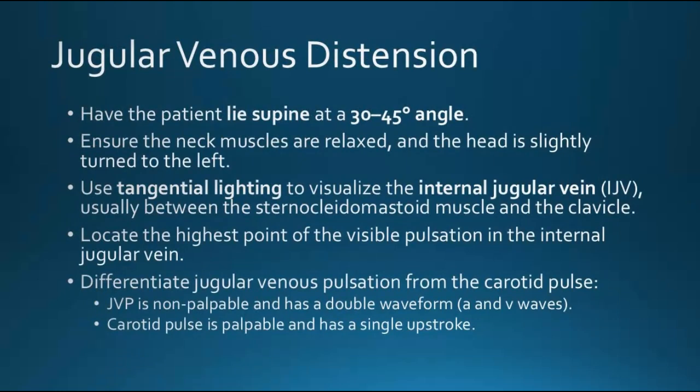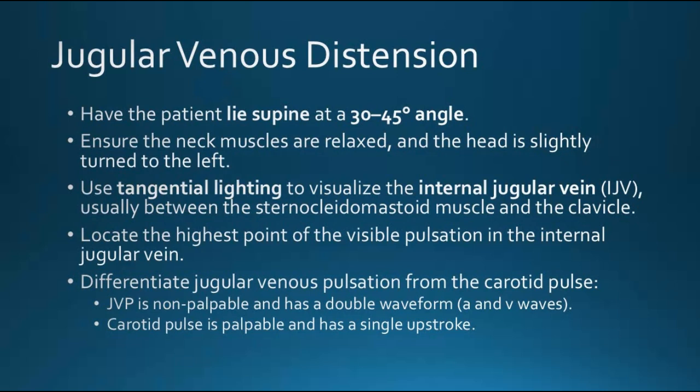To assess the jugular venous distension, first have the patient lie supine at 30 to 45 degrees angle. Ensure the neck muscles are relaxed and the head is slightly turned to the left. Use lighting to visualize the internal jugular vein. It is usually between the sternocleidomastoid muscle and the clavicle. Locate the highest point of the visible pulsation in the internal jugular vein.